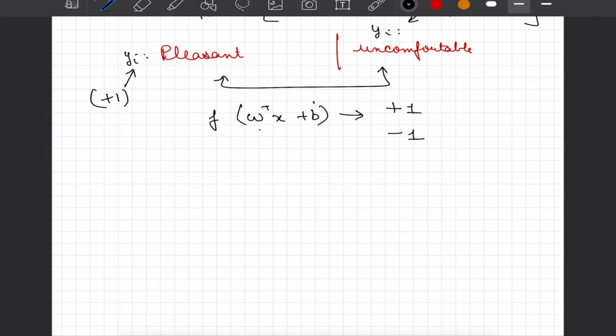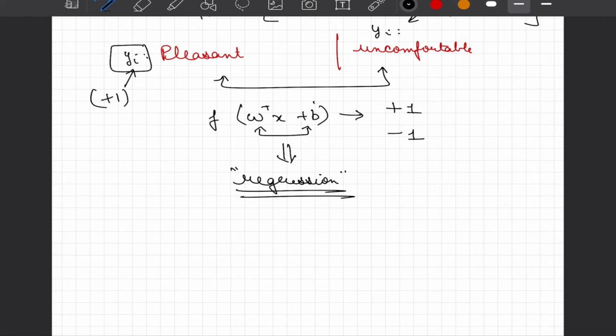Now basically if you look at this form again, wx plus b, this also looks like the regression problem. Remember that when we were talking about regression, our idea was the same. Give us some x, we will multiply them with some weights, add a bias, and we will try to come up with the predictions. But in case of classification, we would be making a discrete decision. That is, either it is pleasant or it is uncomfortable.